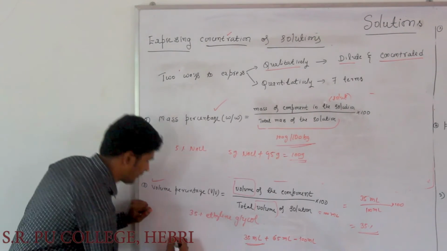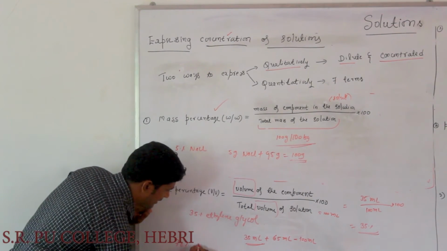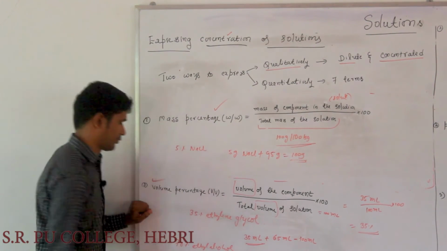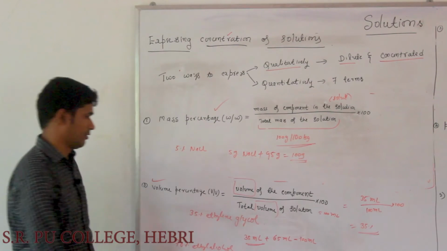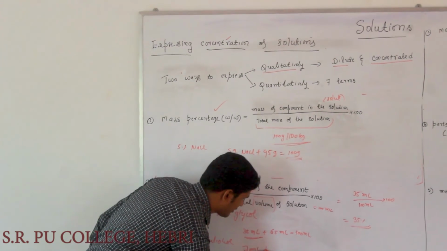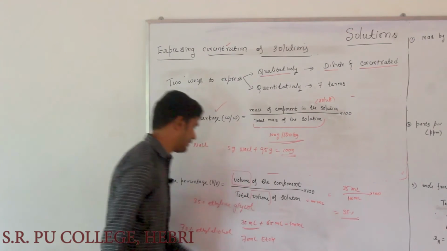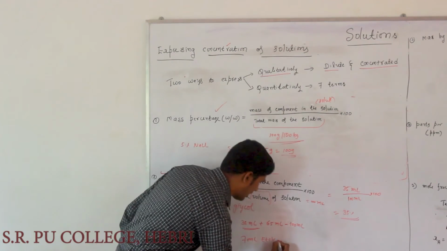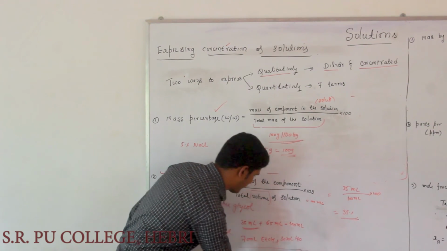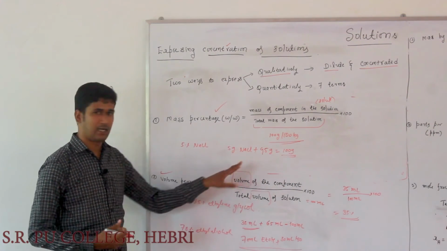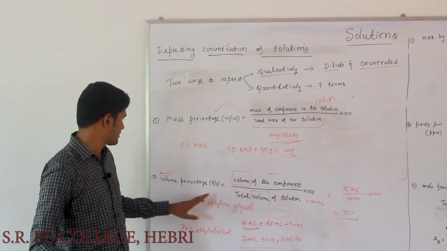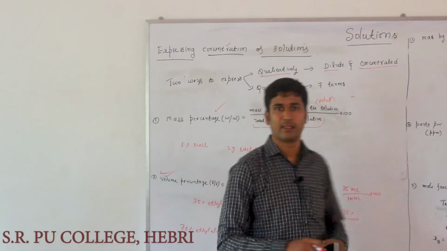One more example. If you want to prepare 70% ethyl alcohol or ethanol, so what we ought to do? How to prepare 70% ethyl alcohol? It's very simple. You take 70 milliliter of ethanol and you add 30 ml of water, H2O. So now we will get 70% ethyl alcohol solution. So this is about the second concentration term, that is volume percentage.